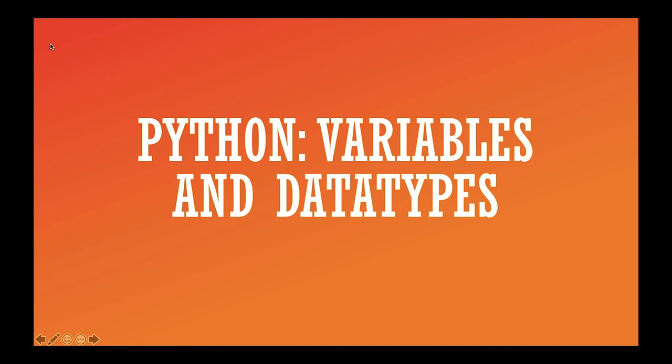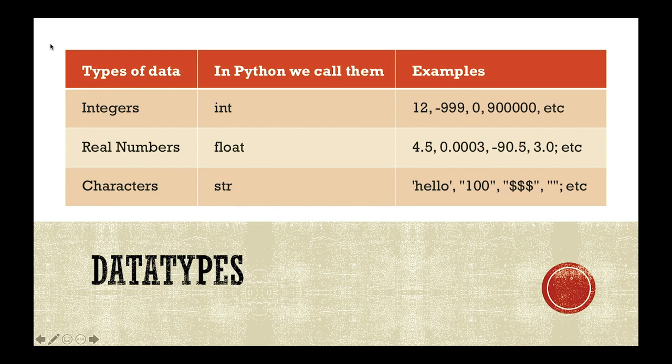In this video, we will talk about variables and different data types. So what is a data type? A data type is nothing but a categorization of data of different types. A data type defines a set of values along with operations that can be performed on those values.